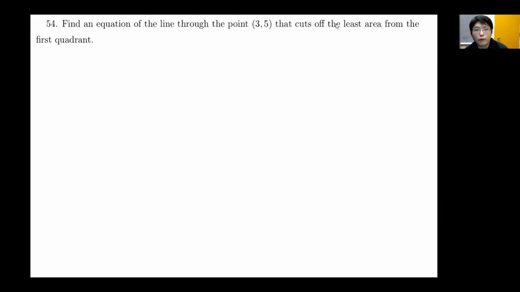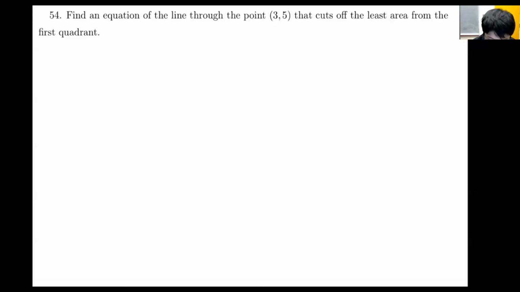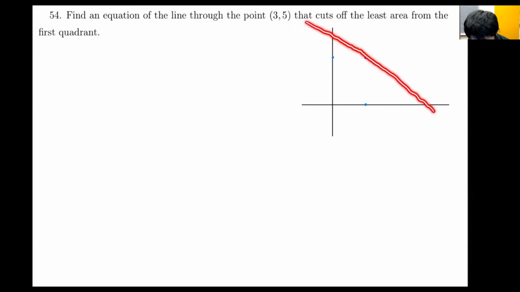So we wish to find the equation of the line through the point (3, 5) that cuts off the least area from the first quadrant. To understand the situation, let's start by drawing the coordinate axis, then plot the point (3, 5). All right, so this is the point. Let's say we have a line of negative slope passing through (3, 5). Then you can see that this line will cut out the first quadrant this much. So we wish to minimize this area.